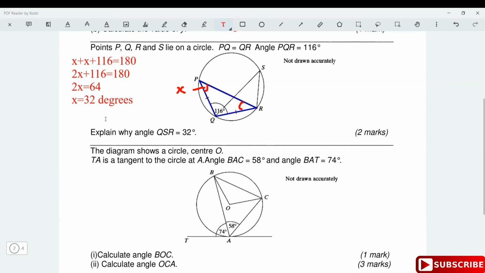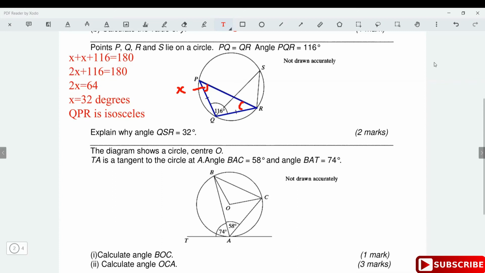Now, the reason again is because QPR is an isosceles triangle, and isosceles triangles have two equal angles. Good. Now, we need to find angle QSR. So this is the angle you want to find, the angle at S in this triangle.